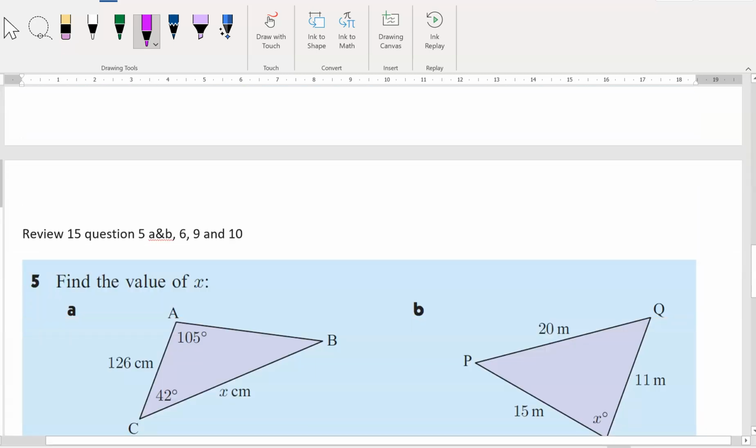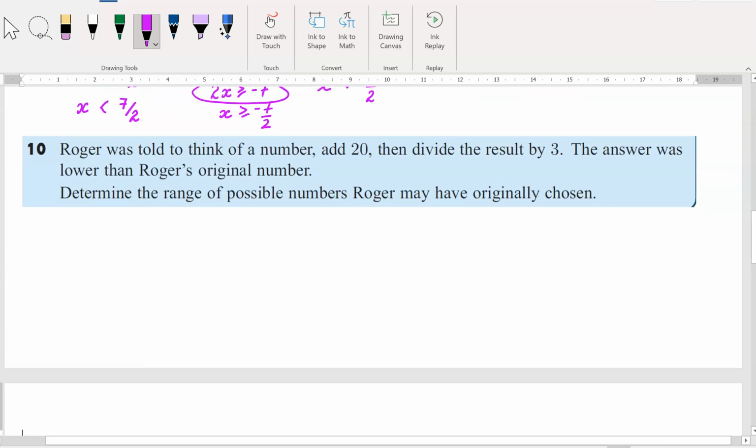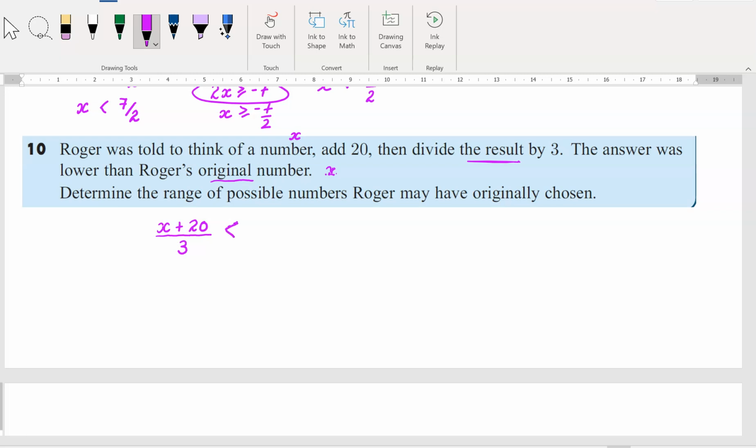Okay, all right, let's have a look at Roger. Roger was told to think of a number, so let's call that number x. We want to add 20, then divide the result by 3. So that means we're going to say x plus 20, and we divided the result by 3. The answer was lower than Roger's original number. So remember, what was our original number? It was x. So it's less than the original number, x. And you have to now find x.